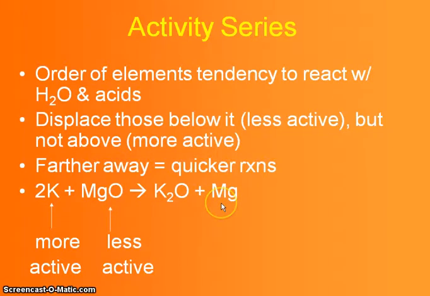So magnesium will be left by itself, and potassium will now join with the oxygen to make potassium oxide. So if it's more reactive, it will replace the less reactive element. If this element were less reactive, if it were lower on the list than magnesium, then we would simply say that this reaction does not occur and you would not have to predict what the products were.